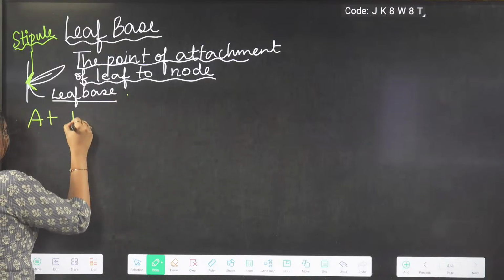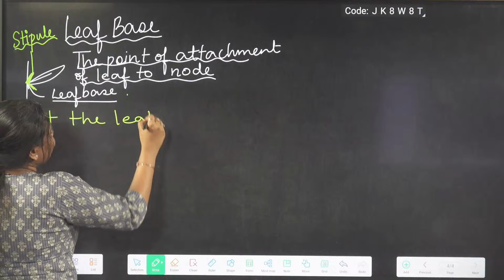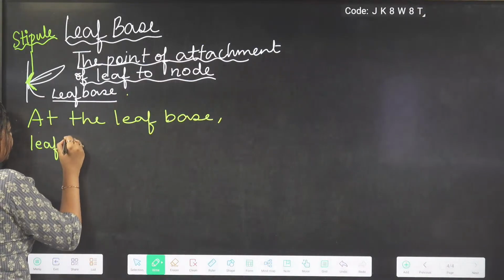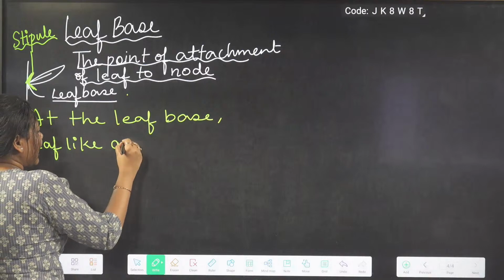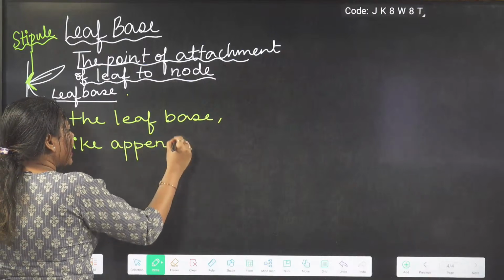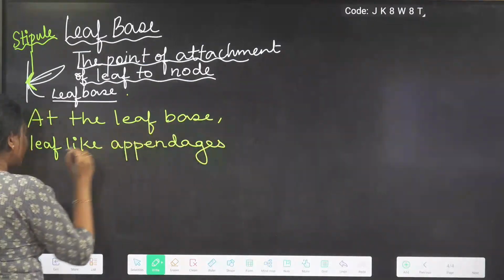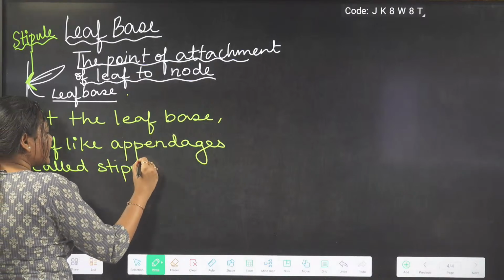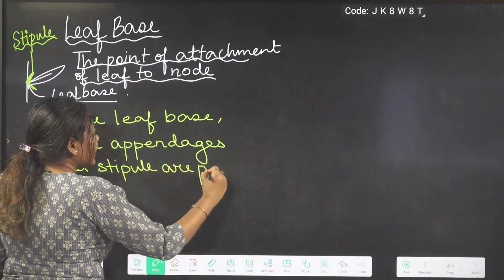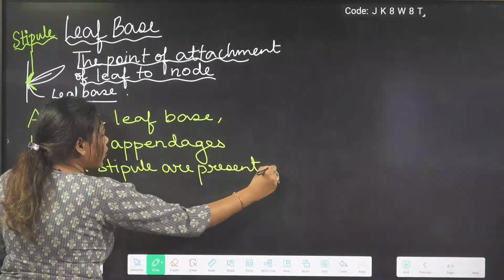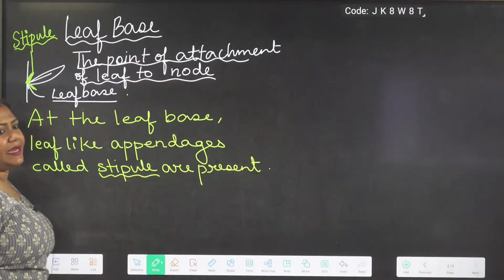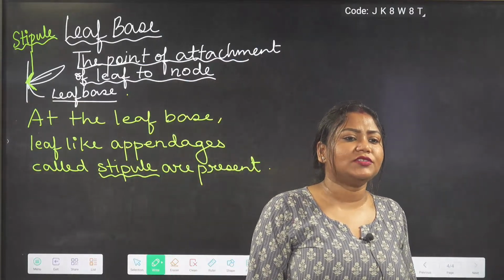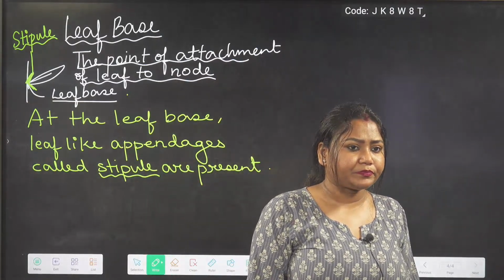At the leaf base, leaf-like appendages are present. Appendages means structure. At the leaf base, leaf-like appendages called stipule are present.